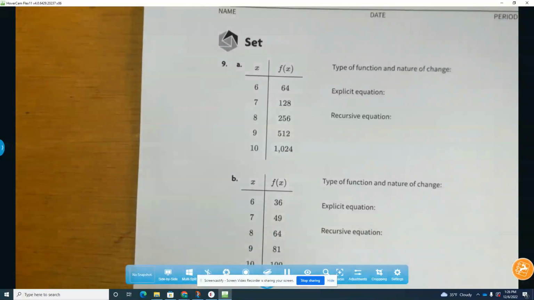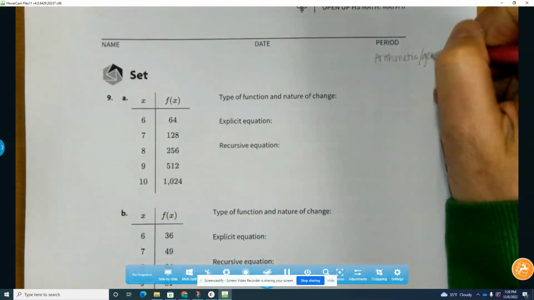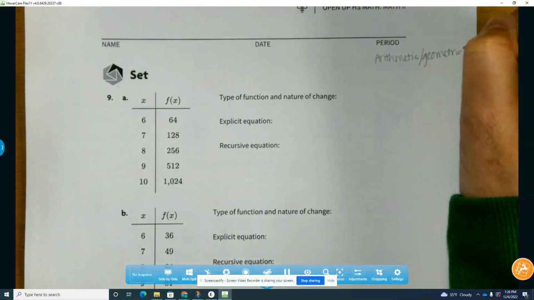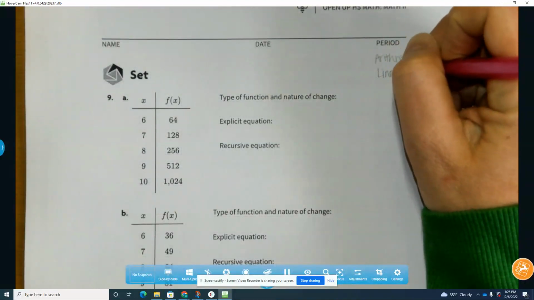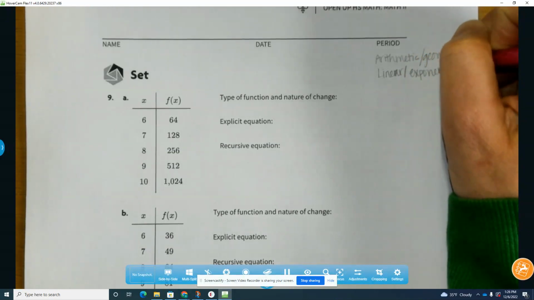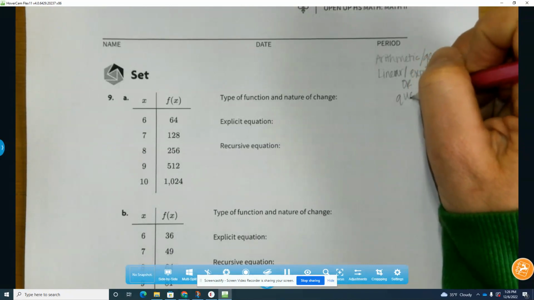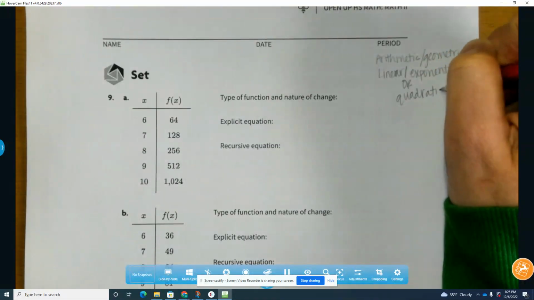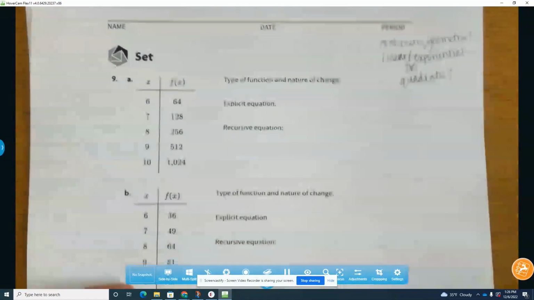Okay, so the set is asking you to determine a few things. Is it arithmetic or geometric? So in other words, is it linear or exponential? Or is it quadratic? That is a possibility here. Okay, and it all starts by figuring out the rule.